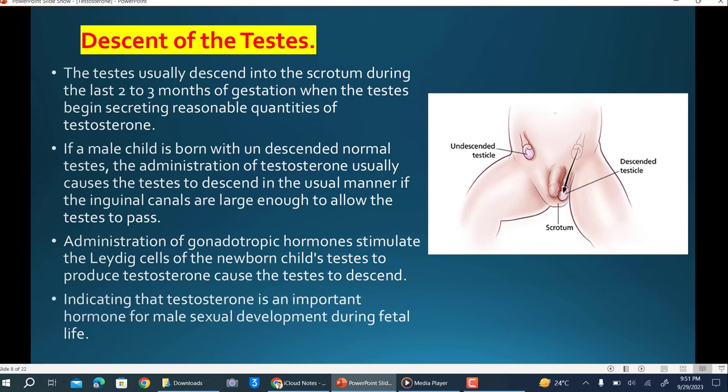indicating that testosterone is an important hormone for male sexual development during fetal life. Why is testosterone produced during fetal life and after birth? Because it is responsible for the descent of the testes from the abdomen to the scrotum.